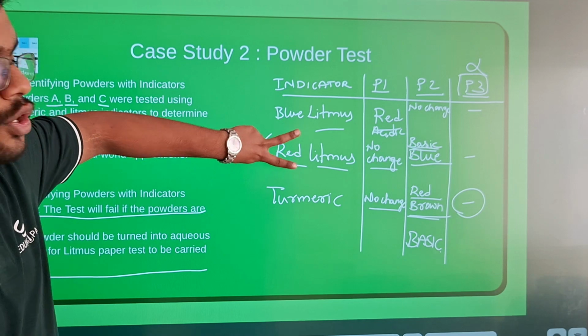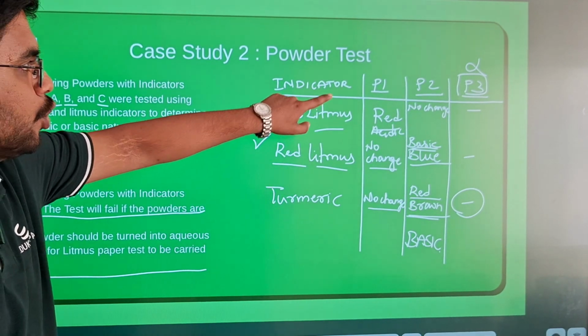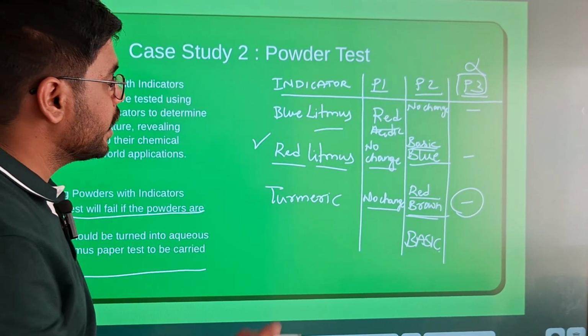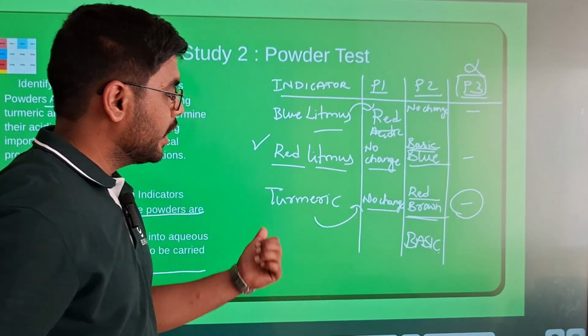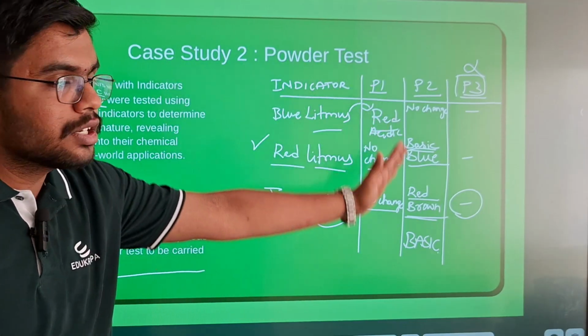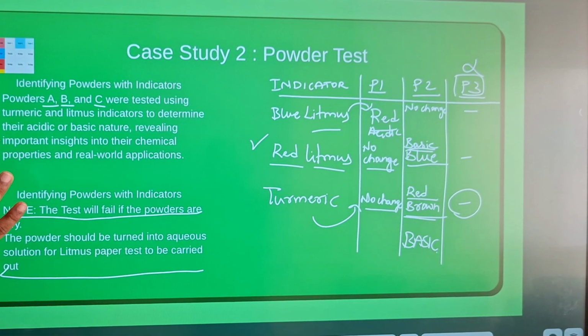And you can use two observations here to conclude that powder 1 is acidic. One is blue litmus paper turning red, and turmeric, when applied, gives no change. So this concludes this activity when the three powder test is given.